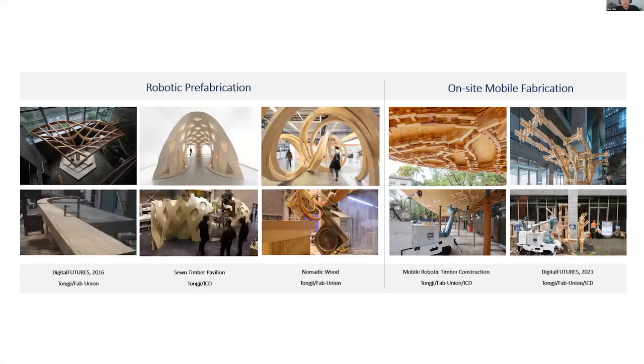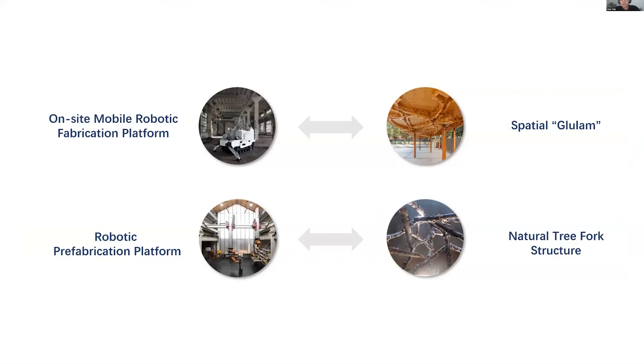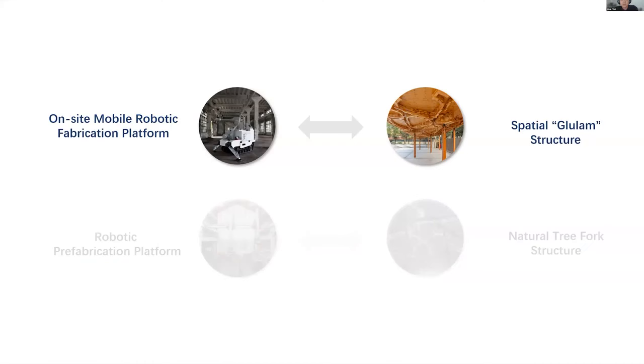And today I'm going to show two applications, actually two projects. One is a mobile robotic timber fabrication project, which is focused on the in-situ construction of a structure we call the spatial glue line. And then for the prefabrication, a natural tree fork structure will be shown today. So I will start with the spatial glue line one.